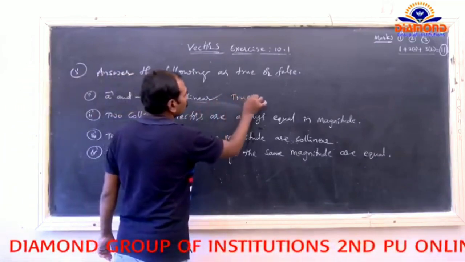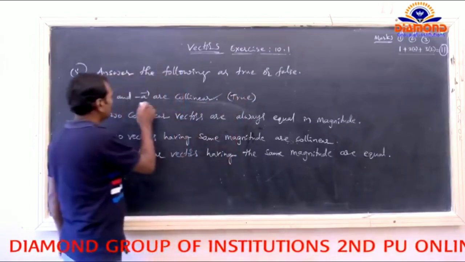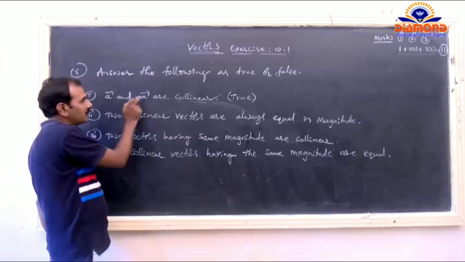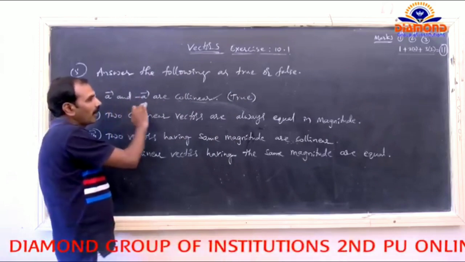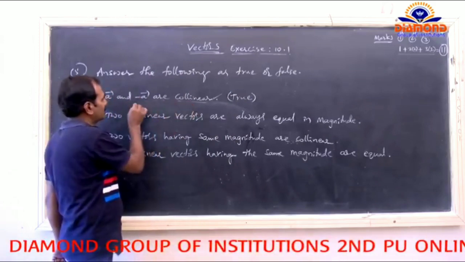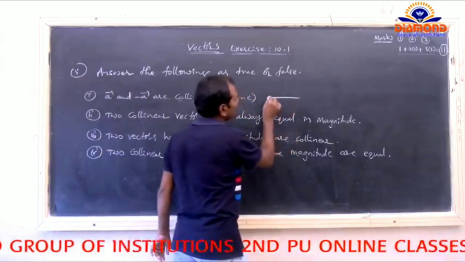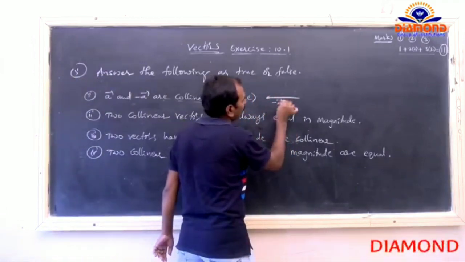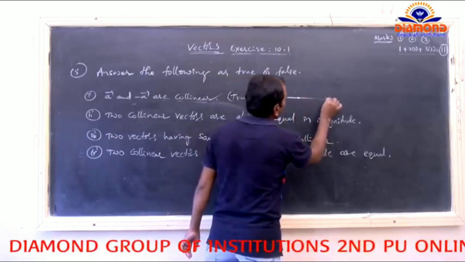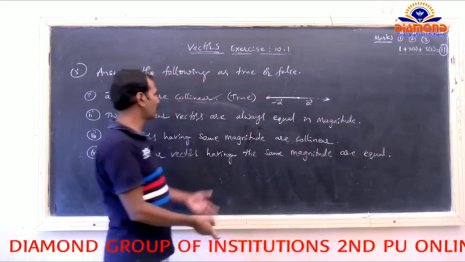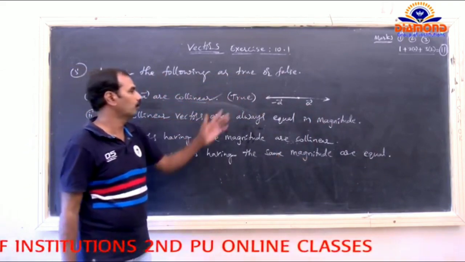It is true. So these both are A vector, negative of vector is minus A. So both are parallel to the same line like this. This is minus A vector and this is A vector. So both are parallel to the same line. So that's why it is collinear, true.